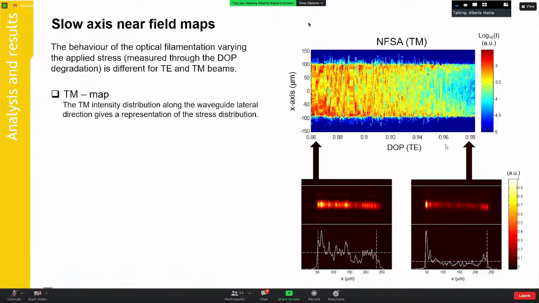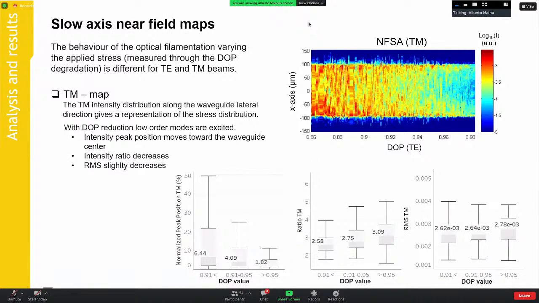We observe that when the DOP is high, the intensity peaks are located on the edges of the waveguide, as reported in the literature. However, when the DOP decreases, the filamentation of the beam becomes more regular, and the field goes toward the center of the waveguide. In fact, with DOP reduction, low-order modes are excited. The intensity peak position moves statistically toward the center of the waveguide. Intensity ratio and RMS slightly decrease.